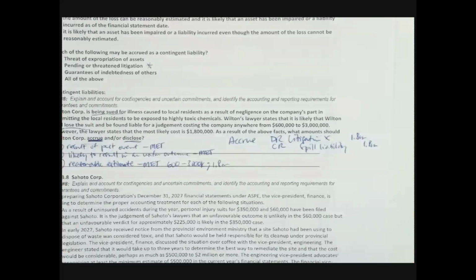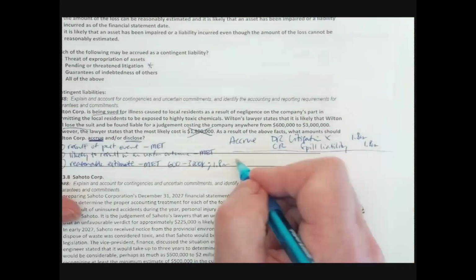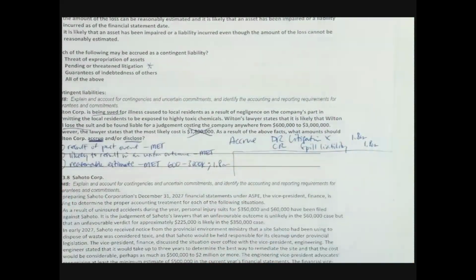Okay, now let's say that the lawyer doesn't give us a number. Let's just take that possibility. If there is no particular amount that the lawyer thinks is likely, then we would do different things under ASPE versus IFRS. So what do you think the two possibilities are, or give me one possibility. If all you had was a range, the range is 600 to 3 million. Okay, go for the higher amount.